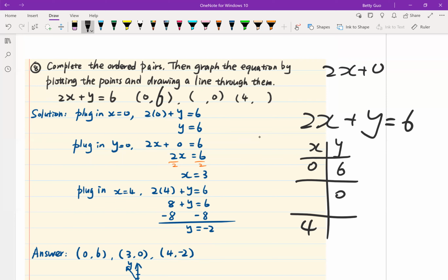2x plus 0 equals 6. 2x is 6. Divide both sides by 2. We have x equals 3. So the corresponding x value is 3.